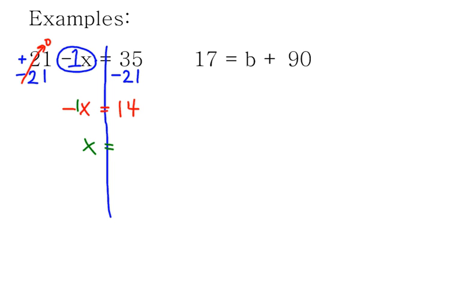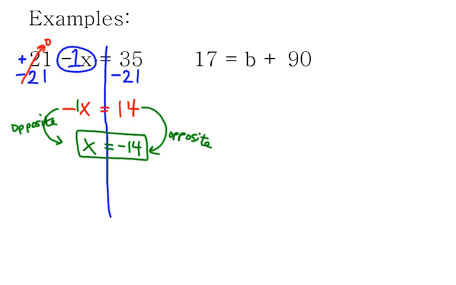So I want to give you a couple different ways to think about this. One way to think about this is I need the opposite of this. What's the opposite of -x? Positive x. Well, if I did the opposite on one side, I have to do the opposite on the other side. And what's the opposite of 14? -14. So the final answer to this question is x equals -14.